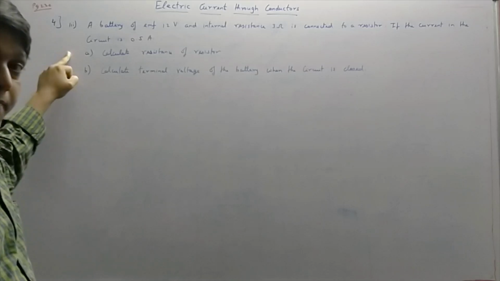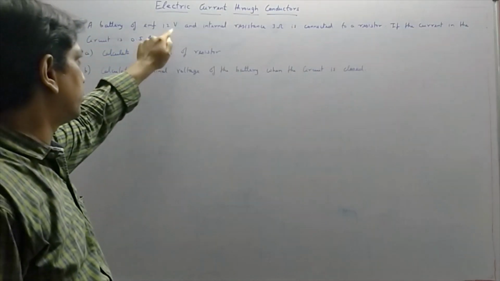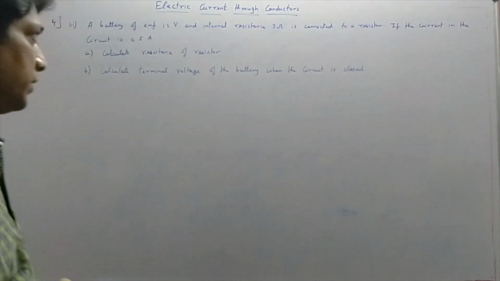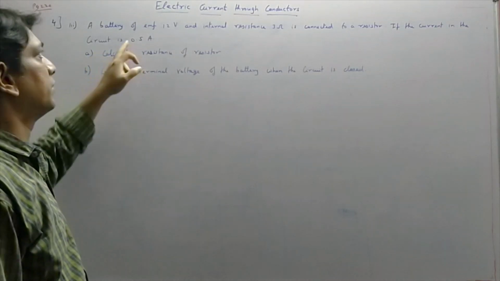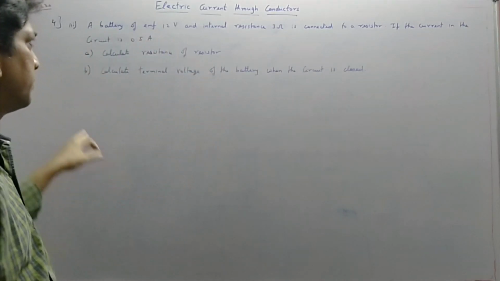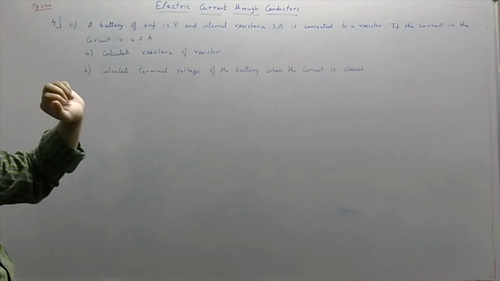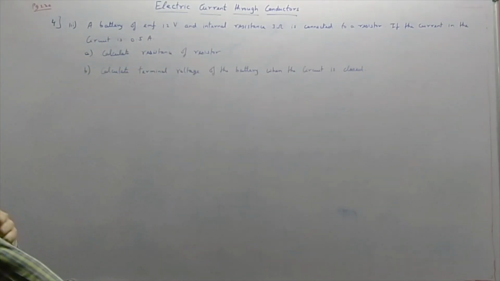Sum number 3: we have a battery of EMF 12 volts, and the internal resistance of that battery is 3 ohms. It is connected to a resistor. If the current in the circuit is 0.5 ampere, we know the current flows through the external resistance plus the battery. We have to find the resistance, and calculate the terminal voltage of the battery when the circuit is closed.